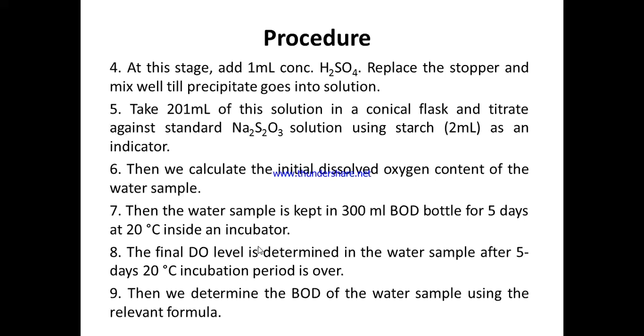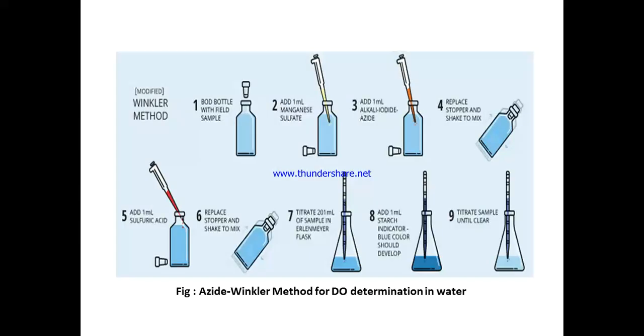So initial DO minus final DO into the dilution ratio. What was the dilution ratio? Volume of diluted sample by volume of undiluted sample. That is 300 milliliter divided by 50 milliliter. ठीक है ना? That will give us the BOD after 5 days at 20 degree centigrade. This is the procedure explained for determination of DO.